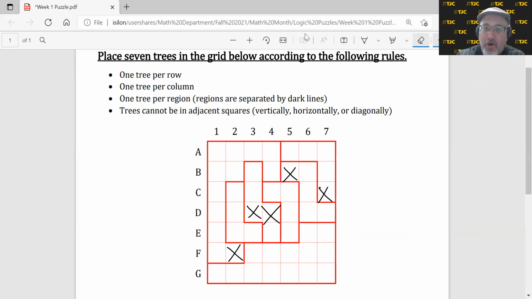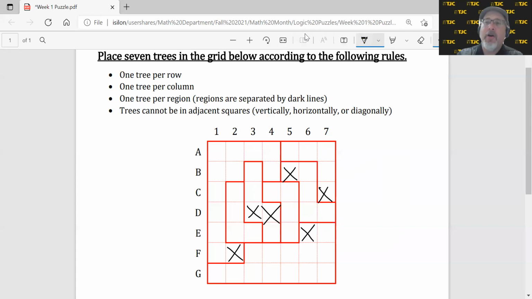And using similar arguments as before, we cannot have a tree in cell E6 because it would take out these 2 by adjacency, these 2 by column, and then that region would no longer have a place to put a tree. It does take a little while to get used to these rules.